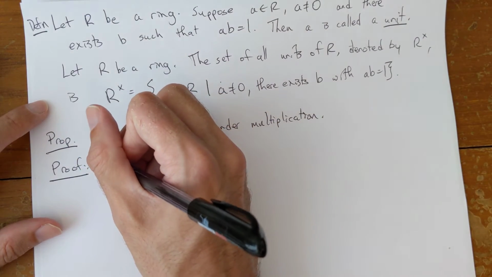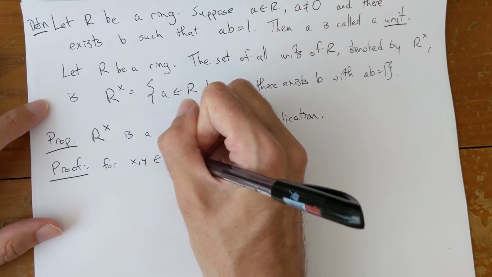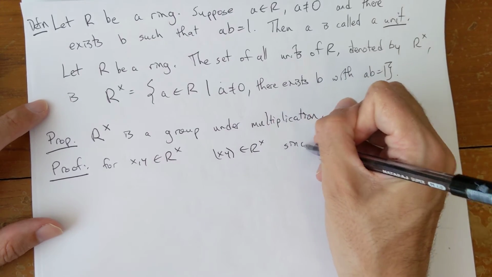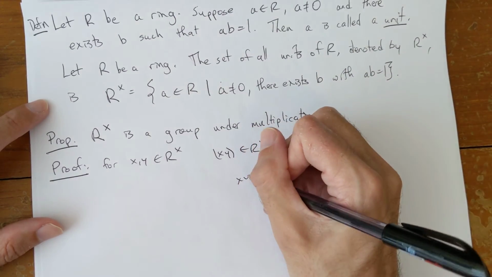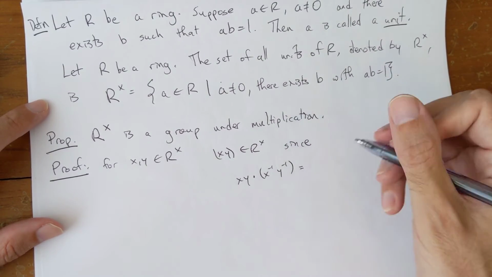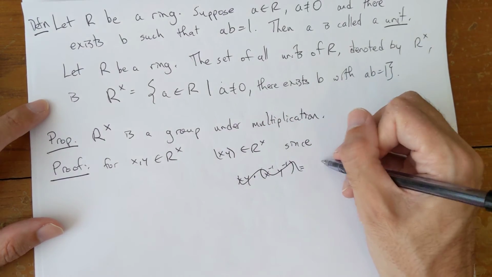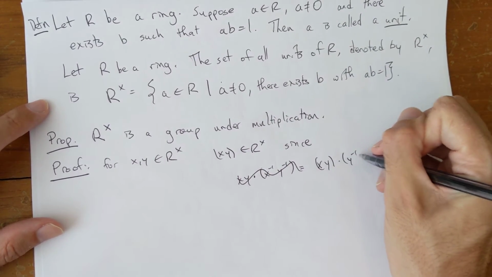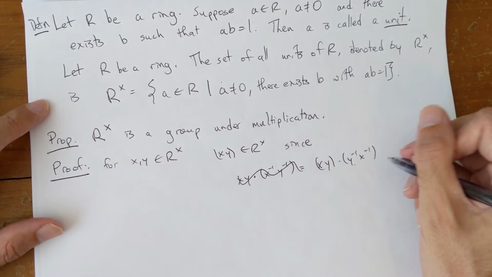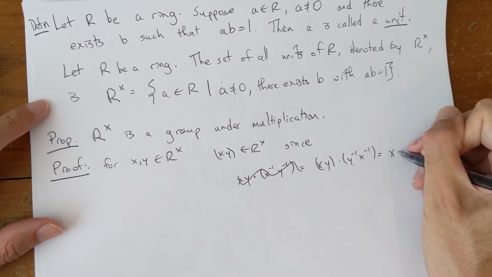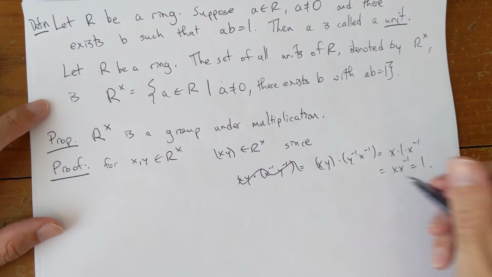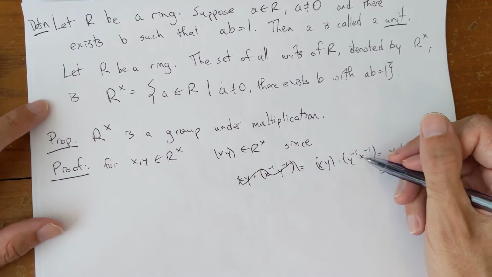So for x, y in R cross, xy is also in R cross since xy times y inverse x inverse, that'll be quicker. Then y times y inverse will be 1, and x times x inverse will be 1, too. Okay, so that tells us that xy also has an inverse if y and x do.